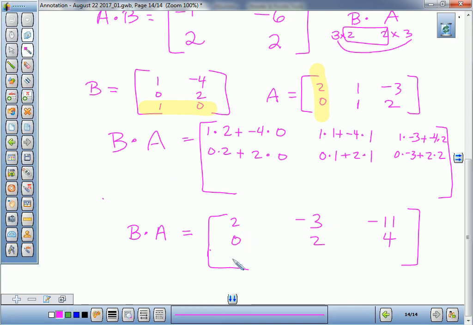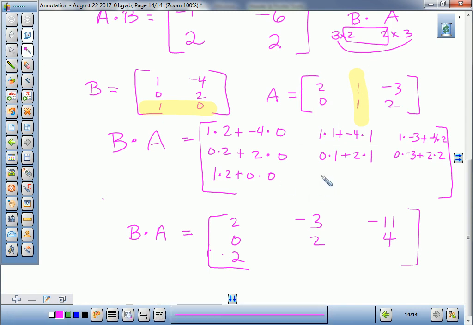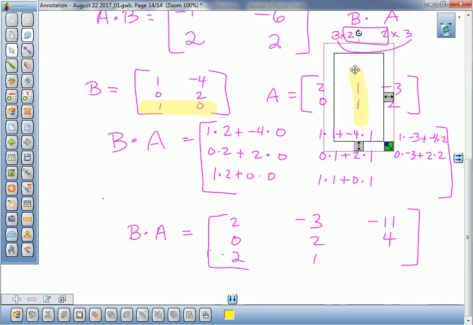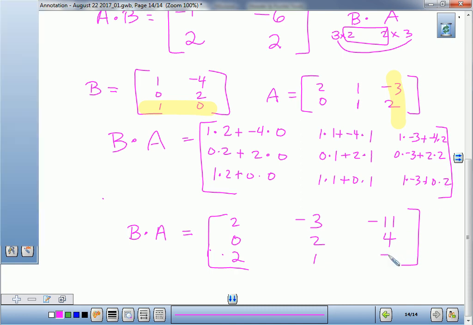Wait, so what changed when you said B times A? Is that just normal? Like A times B and then B times A? So this was matrix A, and this was matrix B. For the first one, I did A times B. Now I'm doing B times A. Oh, you switched them. Okay. But you're still doing the same thing, just switched. You're doing the exact same process. Okay, I get that, but the product is very different.